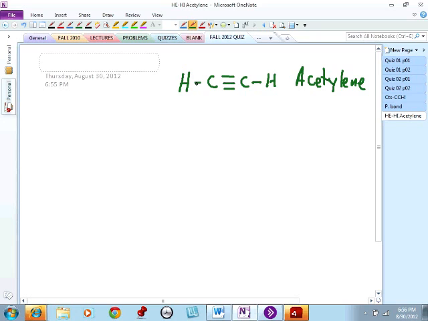Okay, we have a sigma bond. We have another sigma bond here. One of these triple bonds will be a sigma bond, and the two other bonds will be pi bonds. So what do you think the orbital picture will look like? Let us try to draw that.